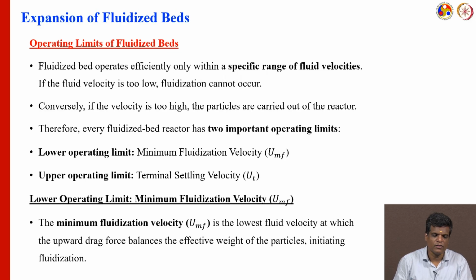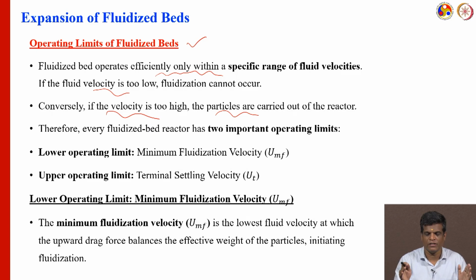Now, the expansion of the fluidized bed and its operating limit. What is the operating limit here? We already discussed in the previous class that the fluidized bed operates efficiently within a specific range of fluid velocity. Otherwise, we cannot run it efficiently. For example, if the fluid velocity is very low, fluidization cannot occur, and we call it a fixed bed. Conversely, if the velocity is too high, then the particles are carried out of the reactor. Whenever the velocity is very high, the particles come out from the reactor.